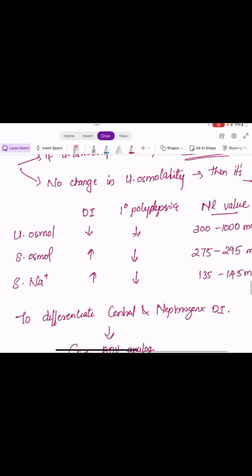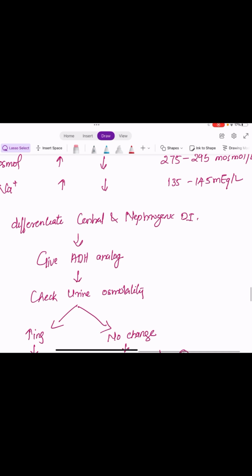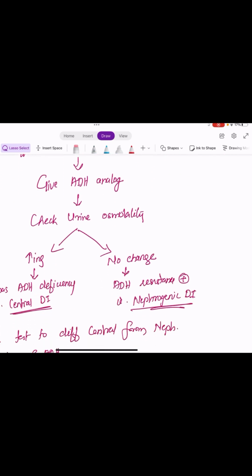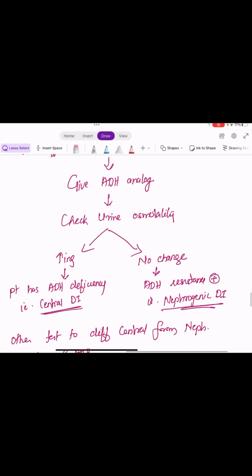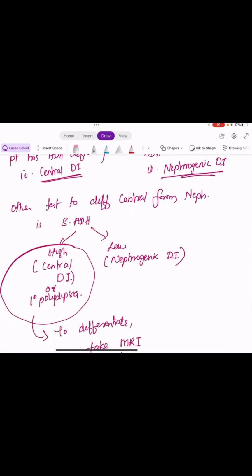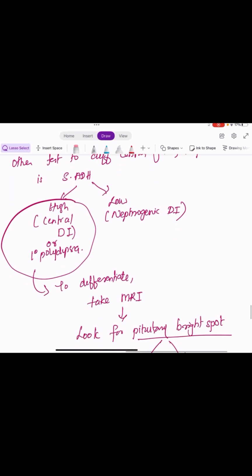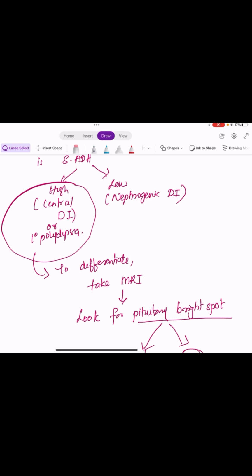To differentiate central and nephrogenic DI, we give an ADH analog and then check the urine osmolality. If it is seen to be increasing, the patient has ADH deficiency, that is central DI. If there is no change, there could be ADH resistance, that is nephrogenic DI. Another test to differentiate central from nephrogenic is serum ADH level. If the serum ADH level is high, the patient could have either nephrogenic DI or primary polydipsia. If it is low, the patient could have central DI.